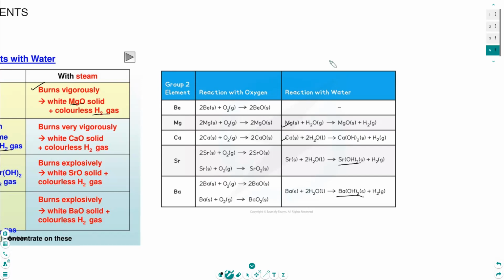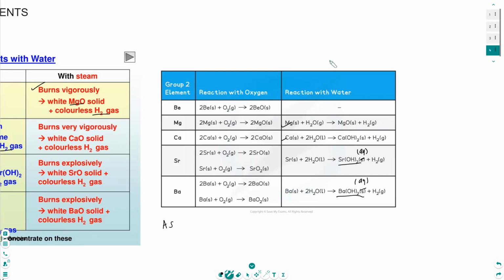However, there's something I want you to note. Now, calcium hydroxide is not very soluble, so we can leave the state as being solid. Strontium hydroxide, however, is soluble, and so we should actually have it in the aqueous state, and barium hydroxide is also soluble. So this is something I want you to note.